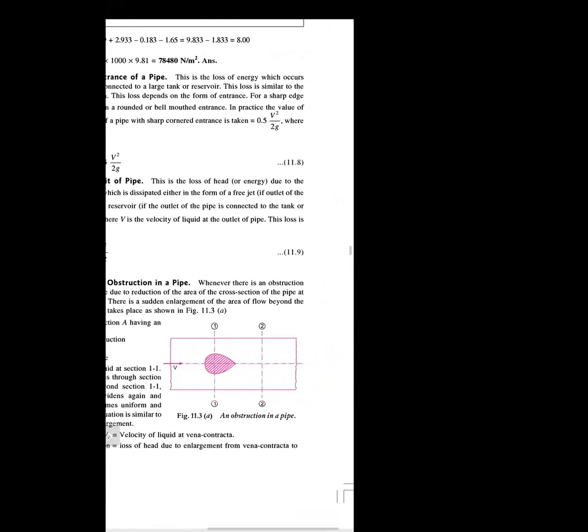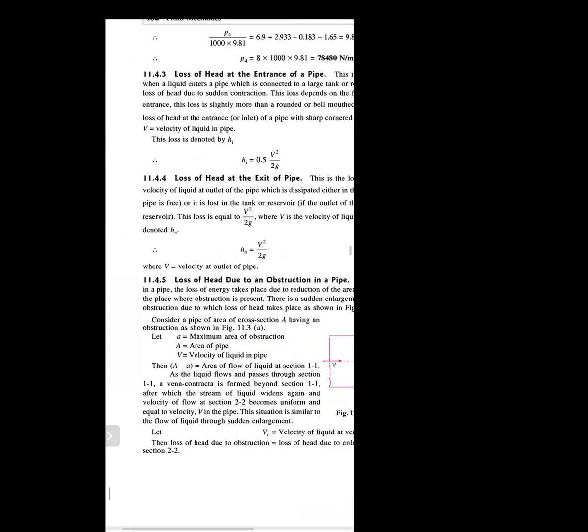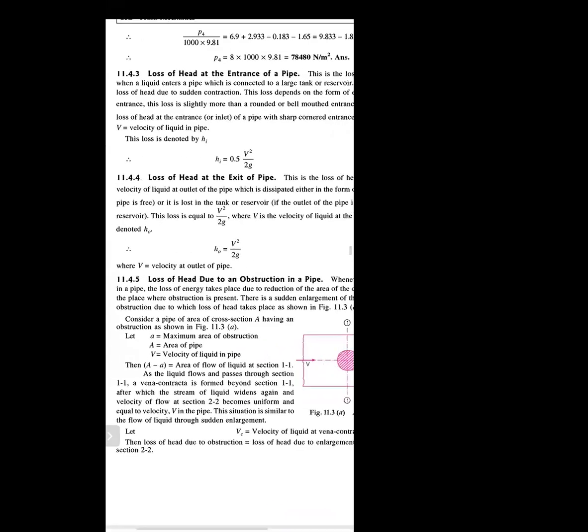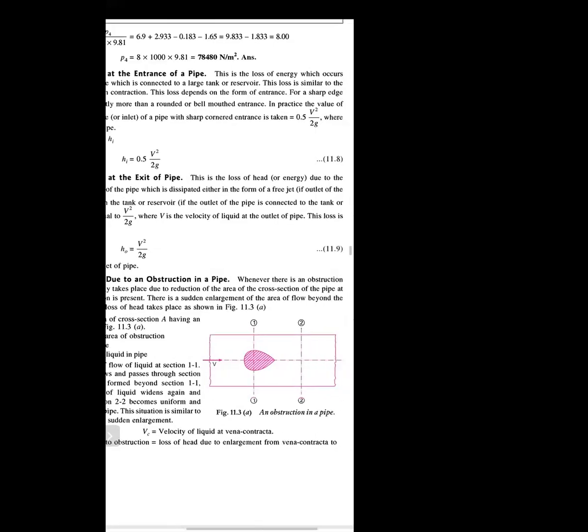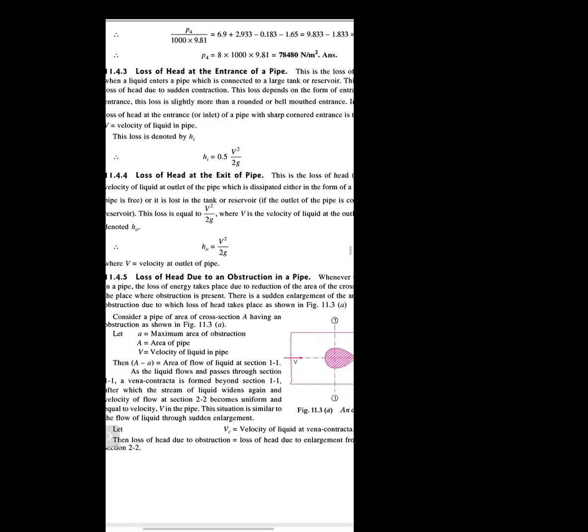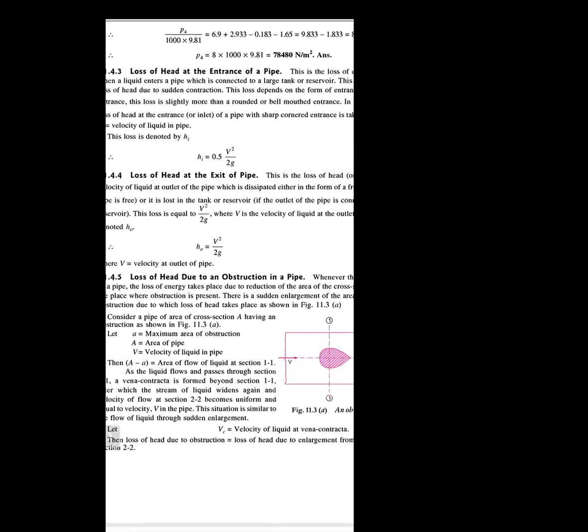This loss of head or loss of energy is due to velocity of liquid at outlet of pipe, which is dispatched either in the form of free jet or lost in the tank or reservoir. Okay, loss of head at exit of pipe means water is exiting from the pipe into another reservoir or to the place where we want the water. In such a condition, loss of head due to exit of pipe is taken into account.